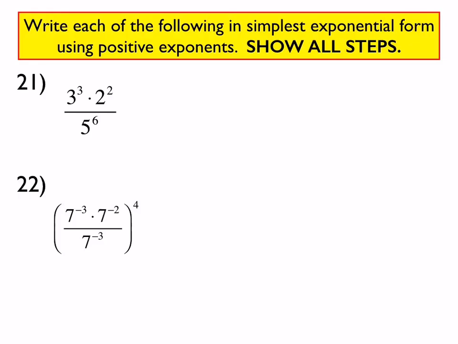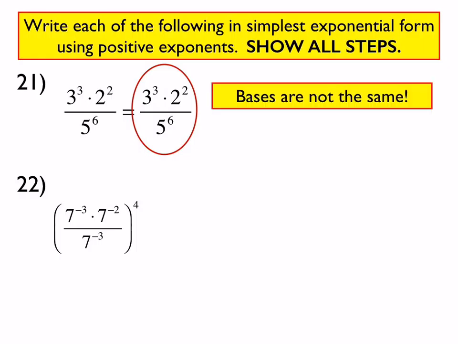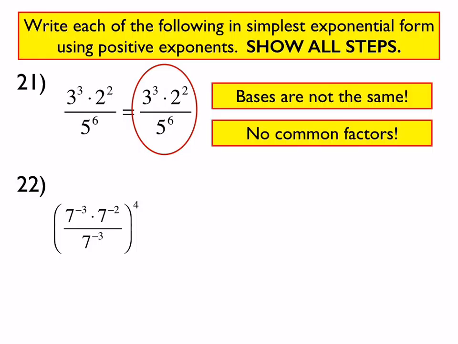Number 21. I had to make sure that I threw one in where the bases were all different. And when the bases are all different, you can't do any simplifying, especially when there are no factors in common. And there aren't in this problem. So bases are not the same, no factors in common, no common factors.